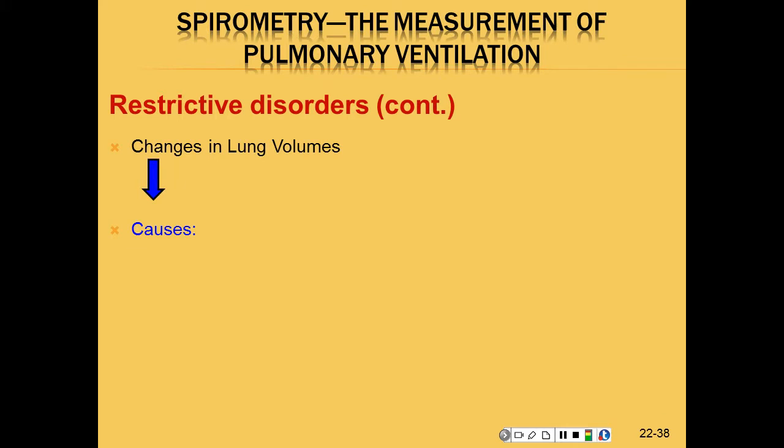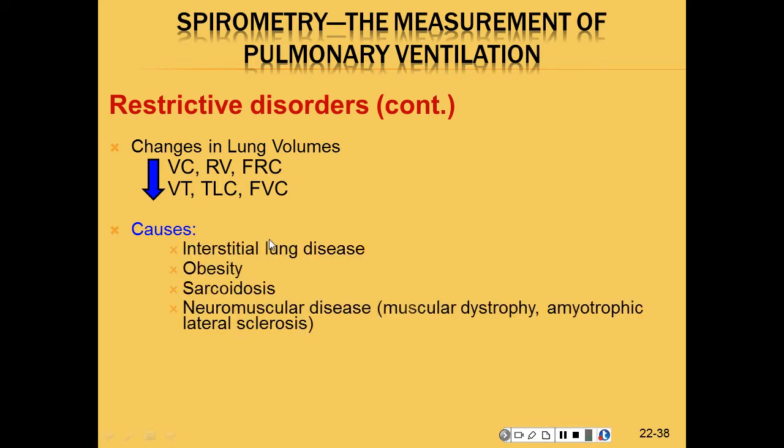So it makes changes in our lung values. So we saw our lung values. So what's going to happen with our lung values? You're going to have a decrease in our VC, which is what? Our vital capacity. A decrease in our residual volume. You're going to have a decrease in our FRC, our TV, our TLC, and our FVC. All these volumes are going to change. They're going to decrease.